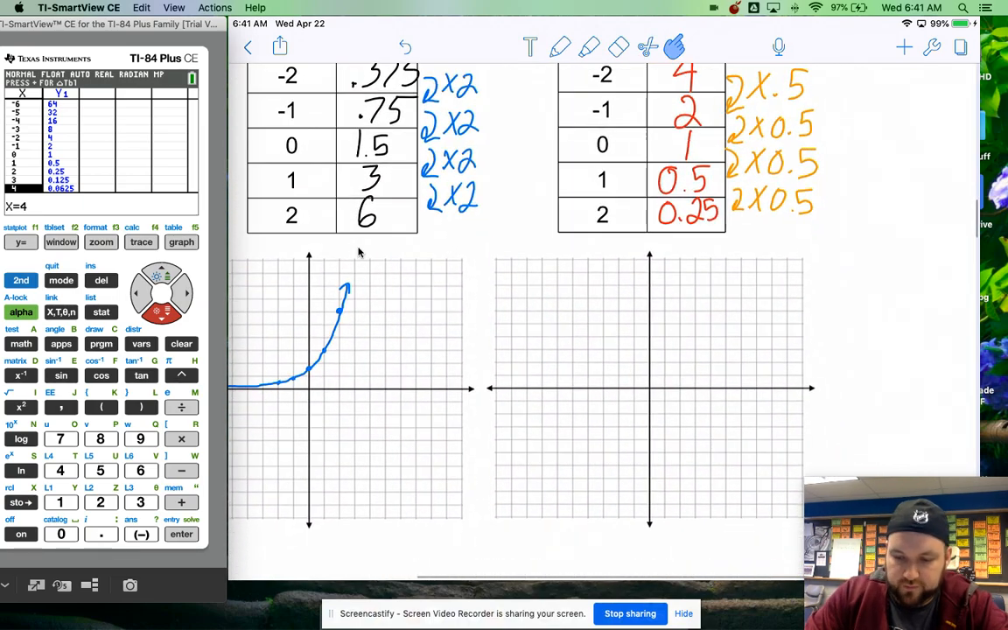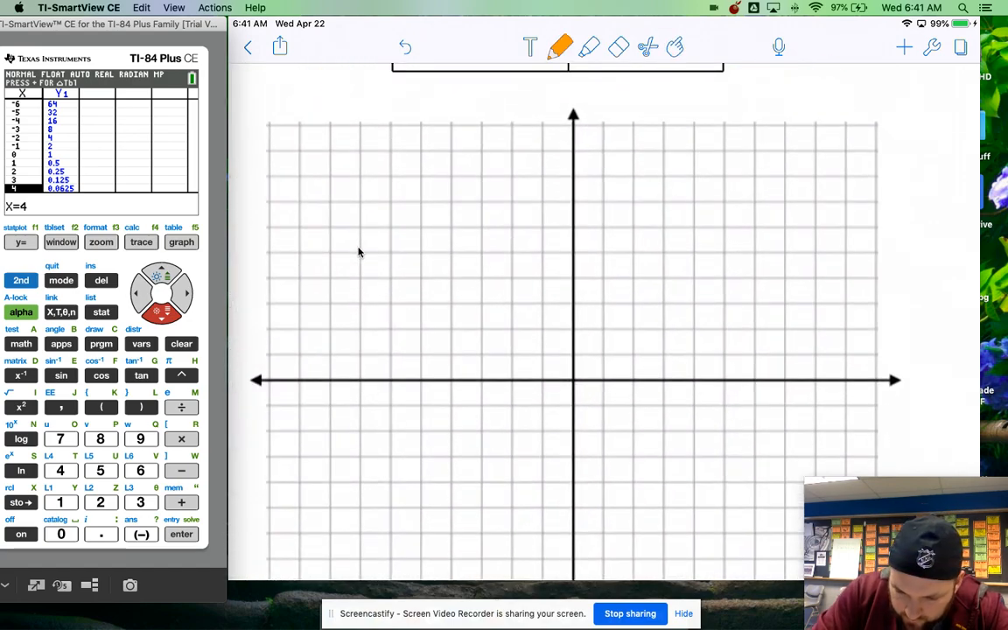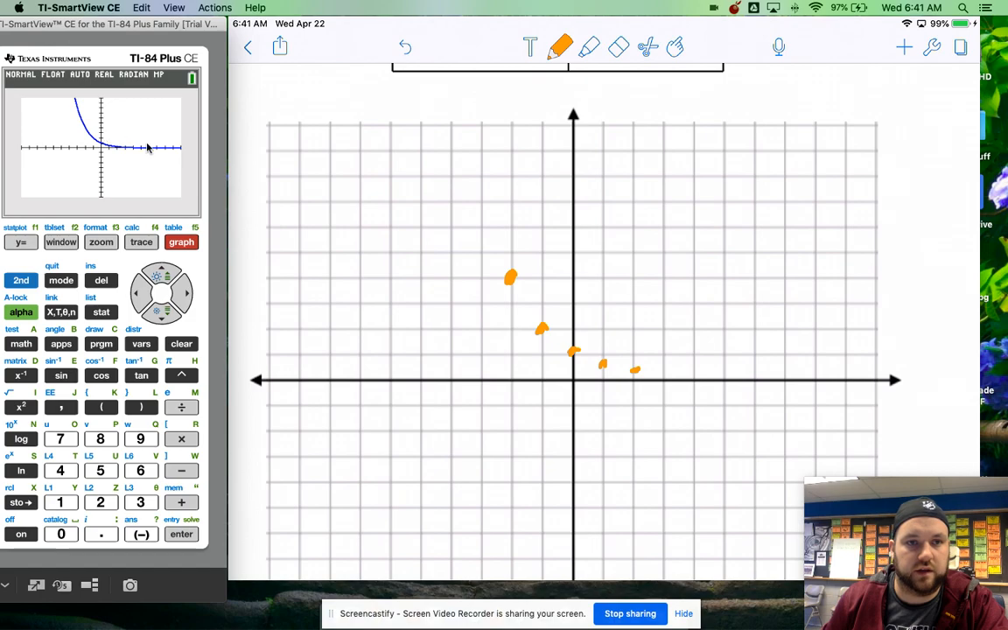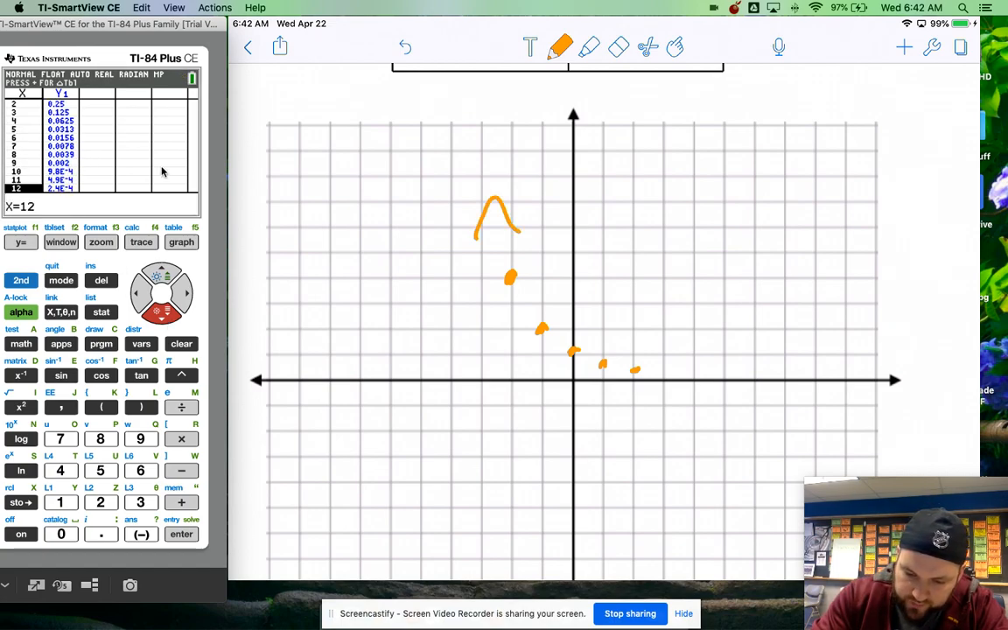So if I graph these points now, negative 2 comma 4, negative 1 comma 2, 0 comma 1, 1 comma 0.5, and 2 comma 0.25. I get kind of the same look, but on the other side of the graph, right? It's flipped horizontally. And sure enough, if I go to the graph, I see that it has that same look. It comes down. But if I go to the table, 0.5, right, these numbers are getting smaller and smaller, but they're not actually going to 0.